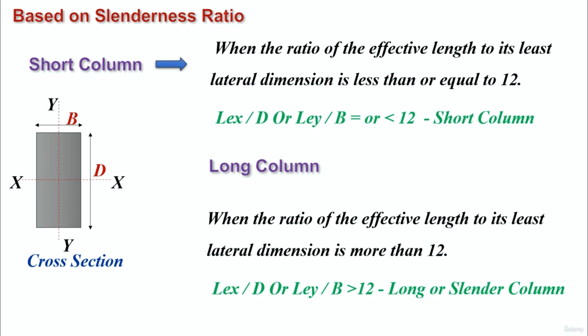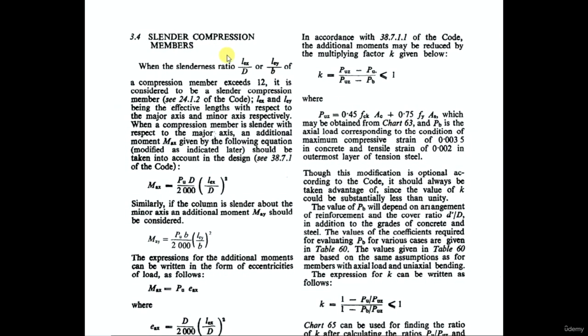When we design a long column, we need to consider some additional moment that is given in the SP16 code. Slender compression member, this is given in SP16, design aid for concrete member. Here the additional moments are given for the slender columns. When a compression member is slender with respect to the major axis, an additional moment MAX given by the following equation should be taken into account. See, this has to be taken. According to the axis of the column, major axis and minor axis, we need to consider this additional moment: PUD by 2000 into LEX by D the whole square. Similarly for the other axis.